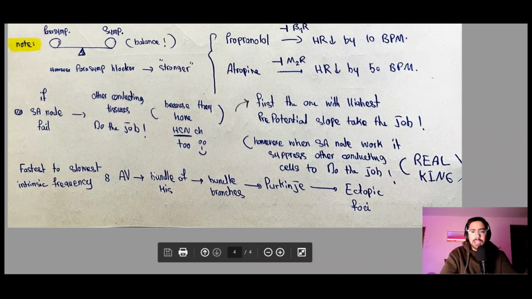This is exactly the order of the pathways. If we go from the fastest to the slowest frequency, first it's the AV node, then the bundle of His, then the bundle branches, then Purkinje fibers, and then ectopic cells. What are ectopic cells? They are cells that are not part of any of these systems, but they are conducting cells inside the heart. So this is ectopic, and that's it.